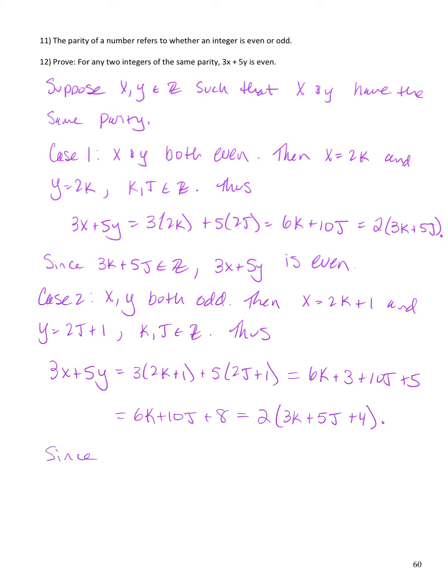And since 3k plus 5j plus 4 is an integer, 3x plus 5y is even. So I showed it in both cases. When x and y are both even, 3x plus 5y is even, and if x and y are both odd, 3x plus 5y is even.